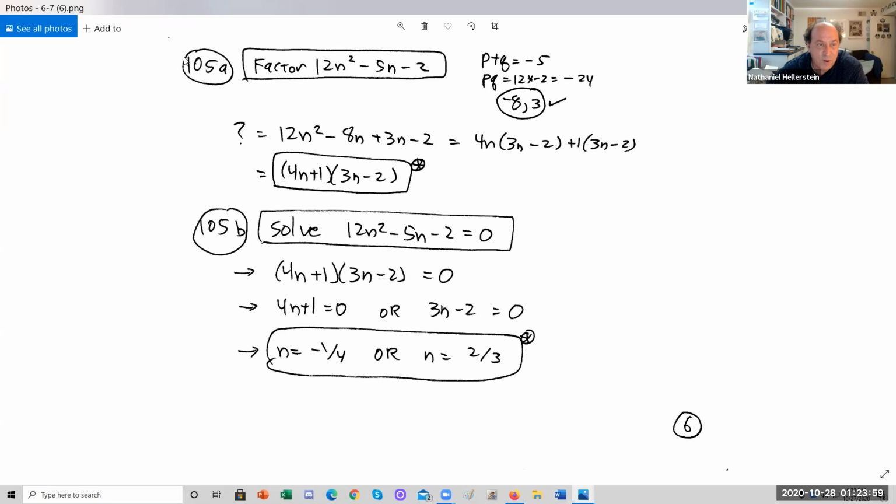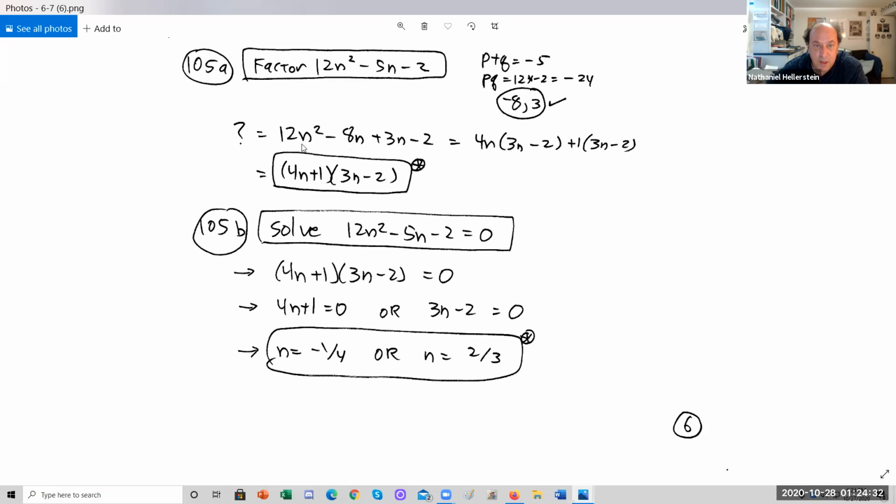Here, 105 A and B, first we factor something and then we solve the equation. All right, 12n squared minus 5n minus 2. So to factor it, okay, we need P and Q whose sum is -5. Their product is 12 times -2, which is -24. -8 and 3 do the job. So their sum is -5, their product's -24. So you write -5n as minus 8n plus 3n, like this. 12n squared minus 8n plus 3n minus 2.